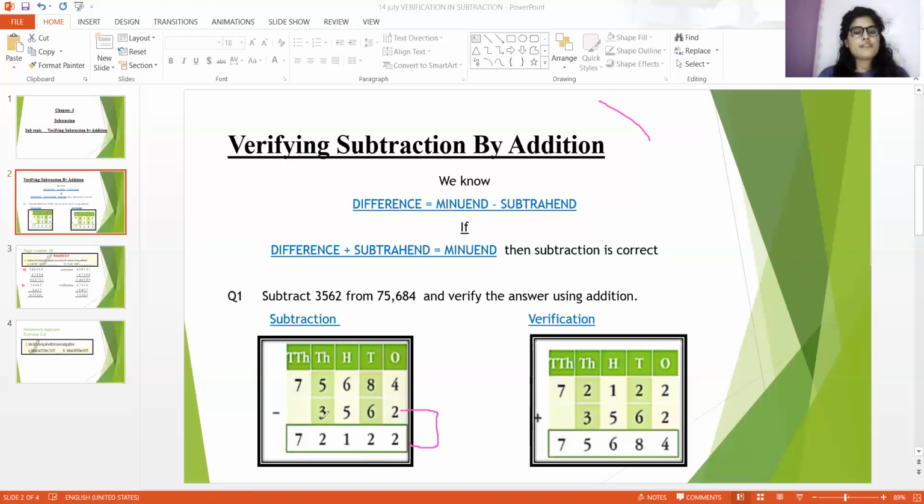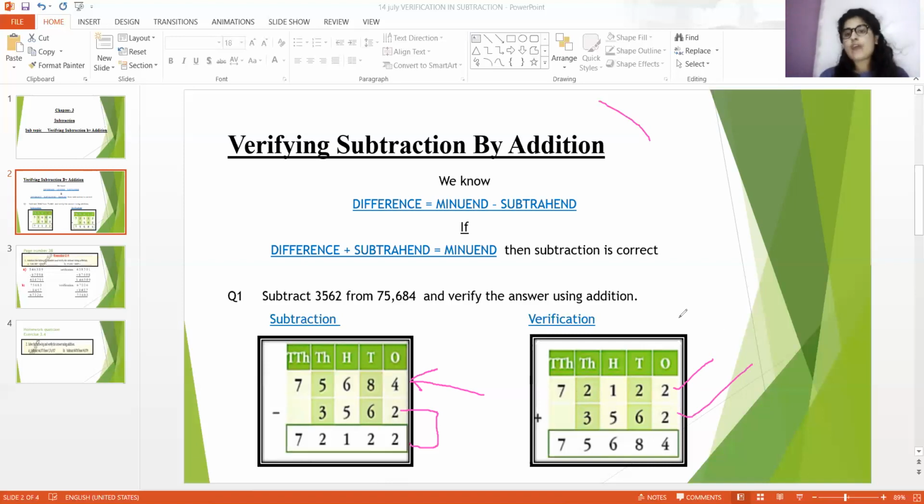If after the addition of these two numbers I get this number, that means I am correct. But if I do not get this number, that means I am wrong, so I need to do the subtraction again. Let's do it. First write 72,122, and then write this number 3,562. Now add these two numbers.